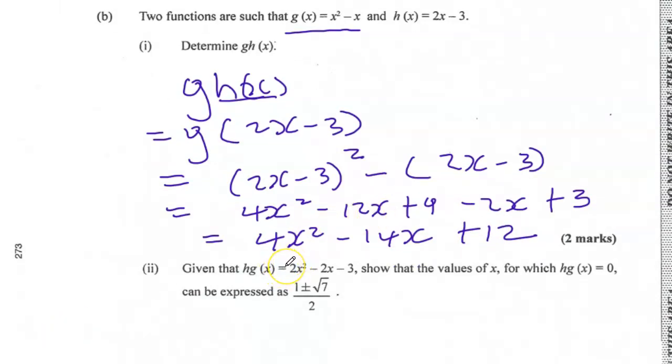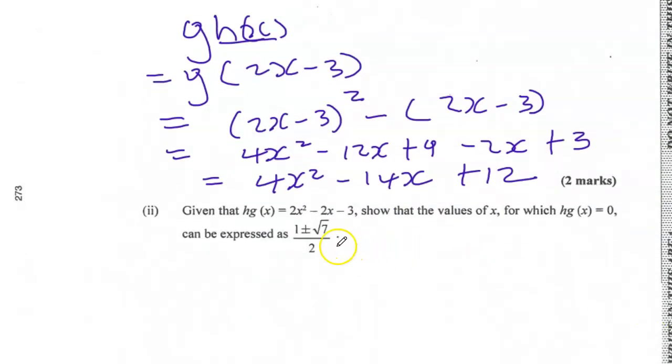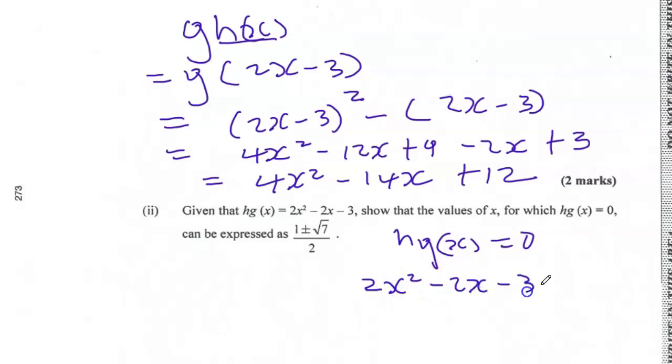Now the question says, given that the composite function hg is equal to 2x squared minus 2x minus 3. Show that the values of x for which hg of x is equal to 0 can be expressed as 1 plus or minus root 7 over 2. So we're going to equate it. So hg of x, we are told hg of x is equal to 0. And what's hg of x? 2x squared minus 2x minus 3. So we equate that to 0. And we try and solve using the quadratic formula.